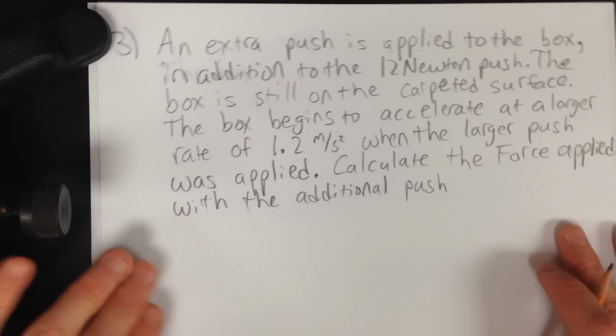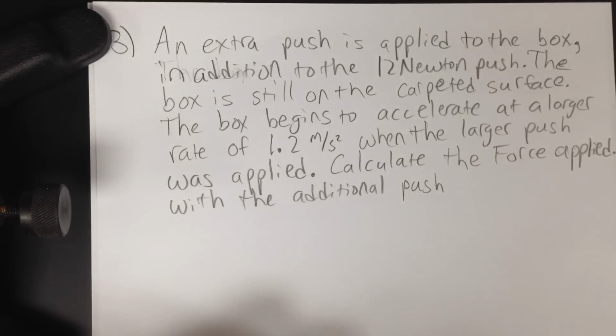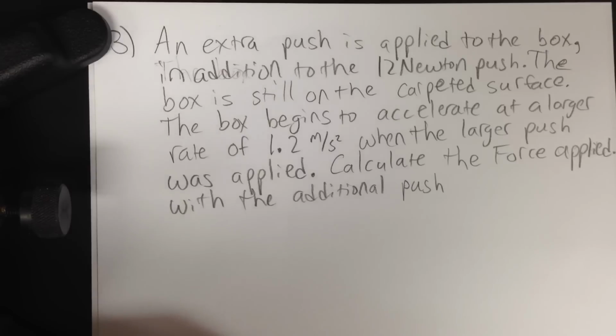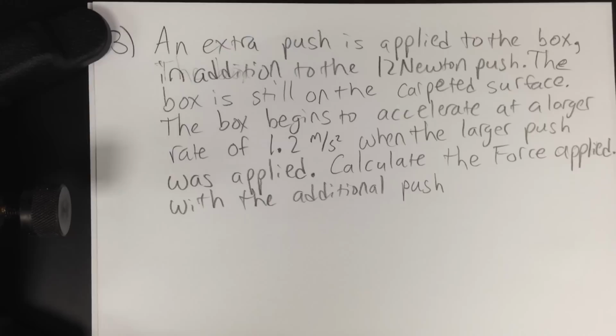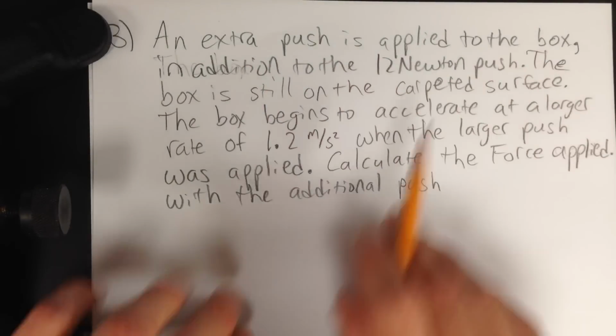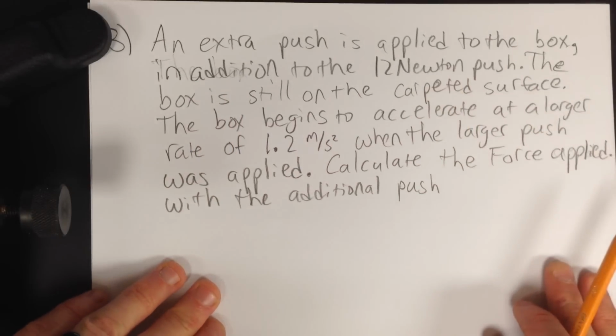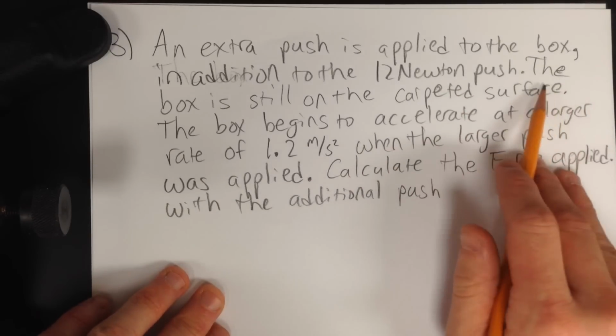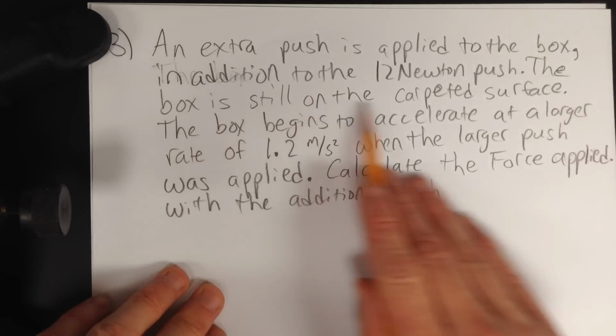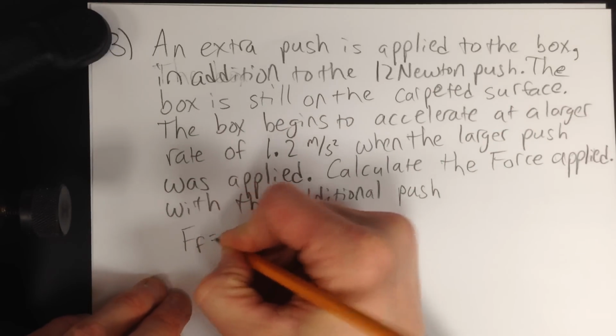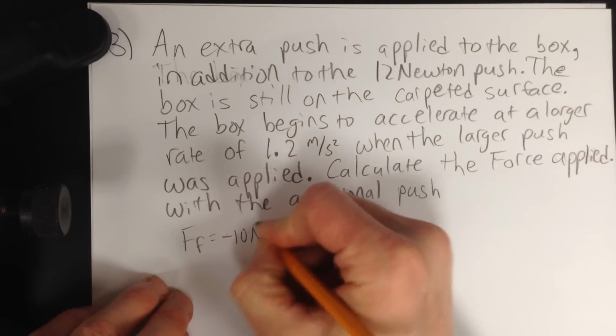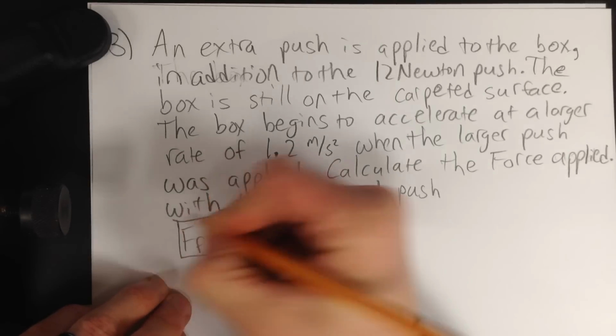Two more extensions on this one. The third situation you're going to have to be able to do, besides constant velocity being number 1 and positive acceleration being number 2, is what happens when an extra push is applied? So there's one person pushing and then there's another person pushing in the same direction. An extra push is applied to the box in addition to the 12 Newton push. So the 12 Newton push is still there, and now there's another person pushing next to them. The box is still on the carpeted surface. What does that mean? Same surface, same amount of, you guessed it, friction.